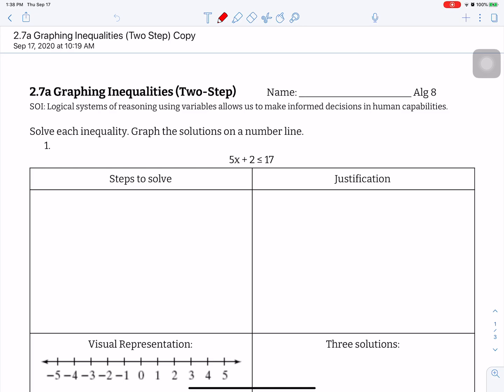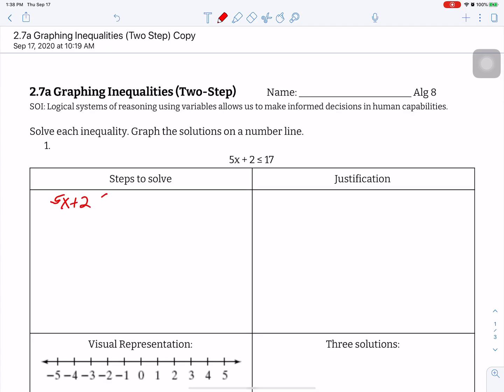We're going to look today at graphing inequalities where we have to do more than one step. So yesterday we were looking at where we were just either adding, subtracting, multiplying, or dividing, and remembering that if we had a negative, we needed to divide that, or we needed to flip our sign. So on our first one, I'm just going to rewrite my problem.